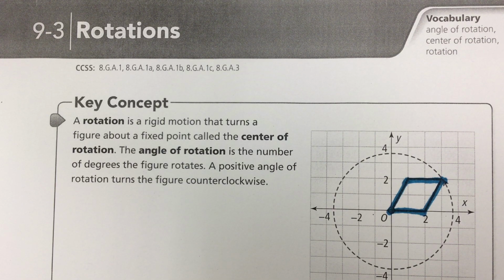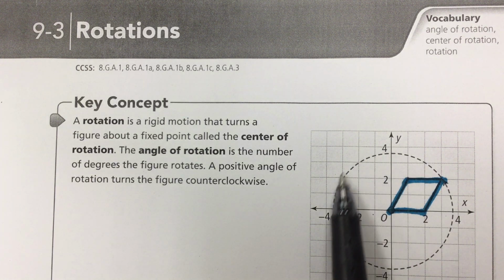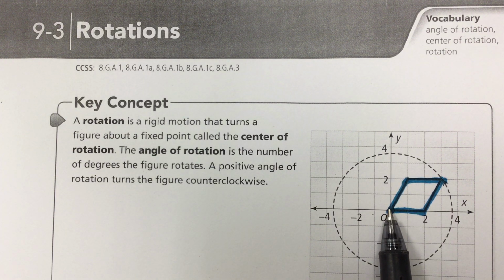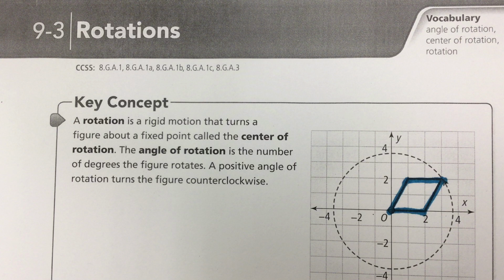Section 9-3, rotations. A rotation is a rigid motion that turns a figure about a fixed point called the center of rotation. So here we have the origin as the center of rotation. This is rotating around the origin. The angle of rotation is the number of degrees the figure rotates.